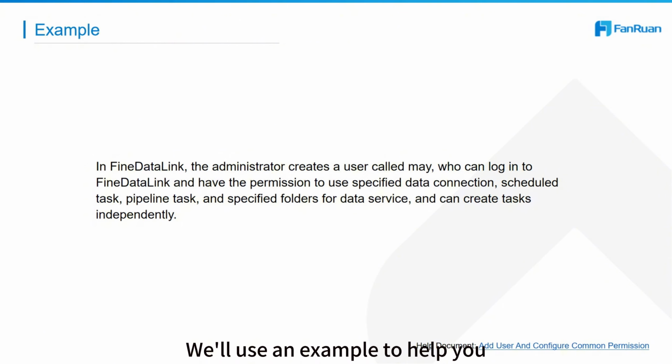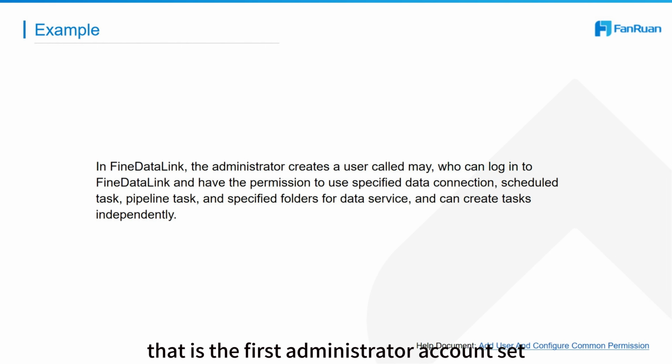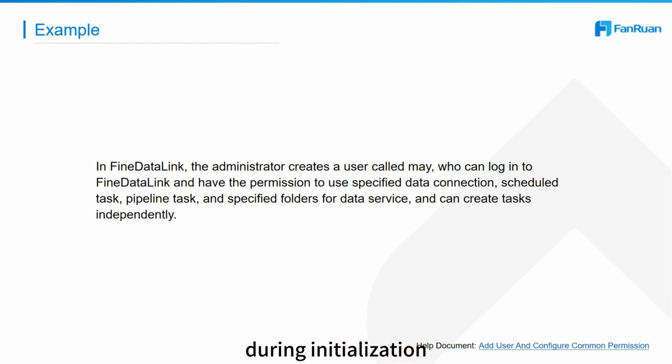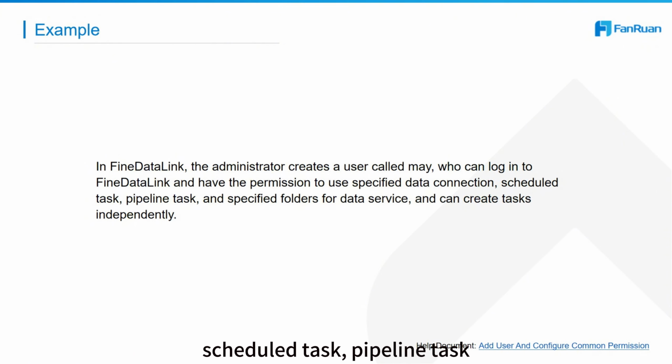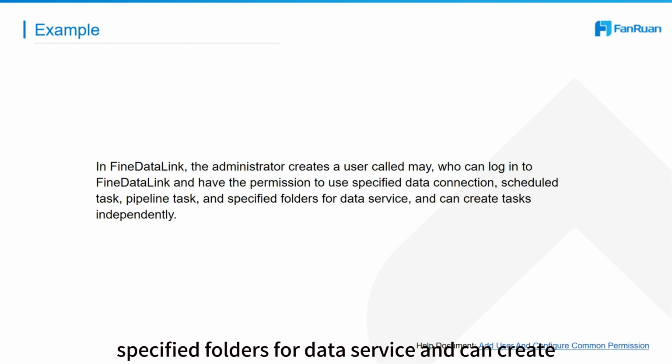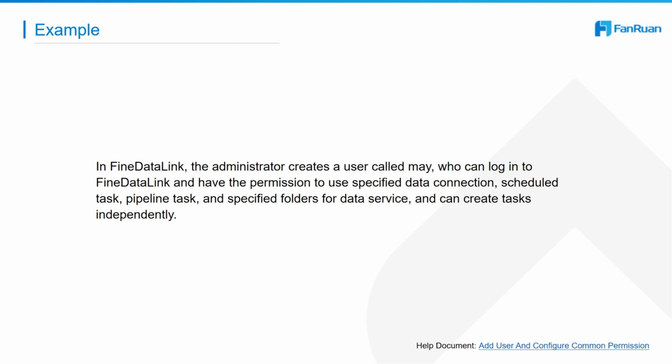We'll use an example to help you understand how to assign permissions. In Find Data Link, the super administrator, that is, the first administrator account set during initialization, creates a user called May, who can log into Find Data Link and have the permission to use specified data connection, scheduled task, pipeline task, and specified folders for data service, and can create tasks independently.